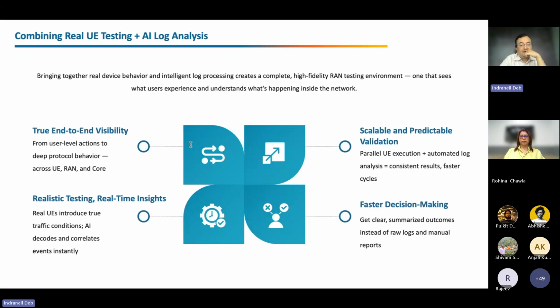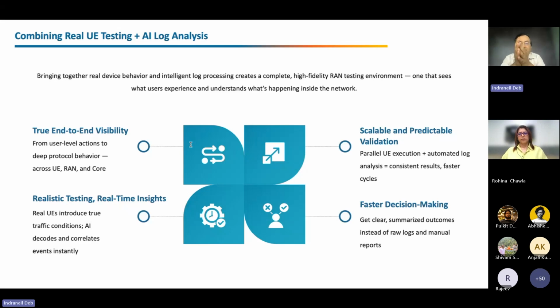So in summary, our view is that the most benefit is derived by combining real UEs with AI log analysis, because real UEs provide real world scenarios or real world fidelity, as we call it, while AI-assisted log analysis allows us to leverage such real-world fidelity at scale. We feel that without AI-assisted log analysis, the benefits of real device usage would be limited in their impact, and vice versa.